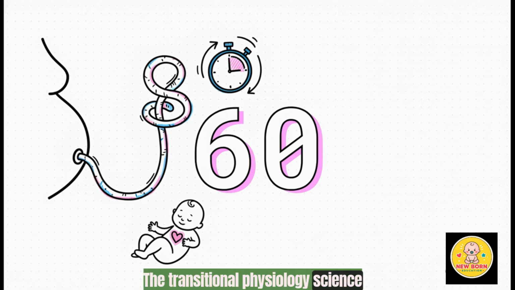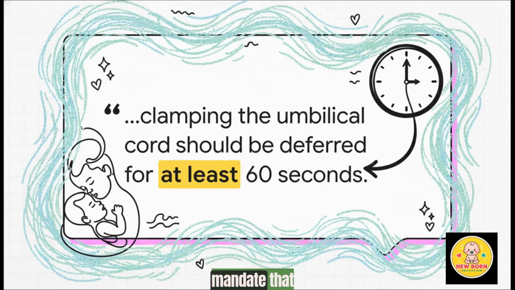The transitional physiology science is telling us loud and clear that letting the newborn keep receiving placental blood flow during that first minute is just immensely beneficial for their cardiovascular stability. The guidelines now explicitly mandate that for most vigorous newborns, you defer clamping the umbilical cord for at least 60 seconds. Notice that phrasing, at least. For a long time, we hovered around that 30 to 60 second window, right? Well, the baseline has definitively shifted. If that infant doesn't need immediate life-saving resuscitation, your hands are completely off those clamps for a full minute.